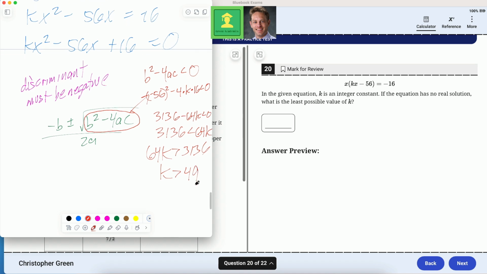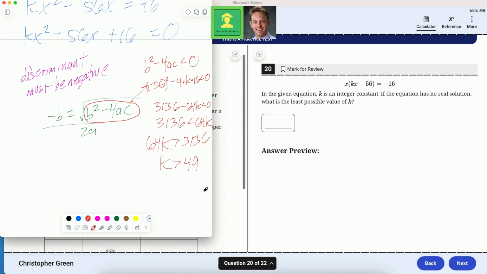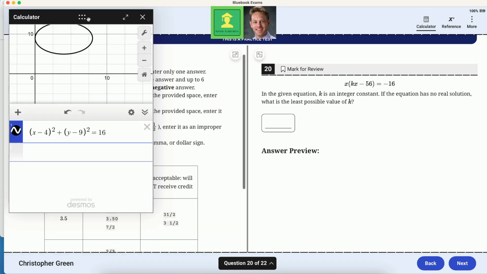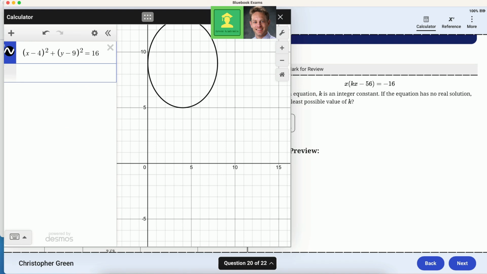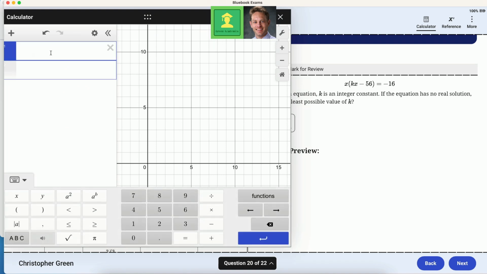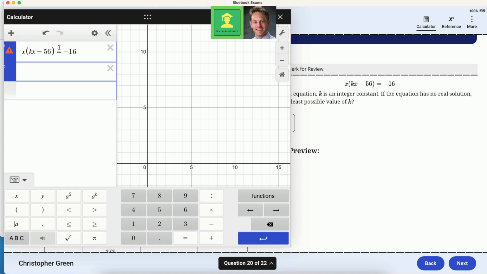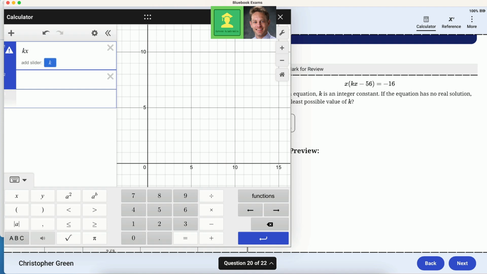Now, k is greater than 49, and it says in the question k is an integer constant. So what's the least possible value of k? The answer is 50. Now, let's do it on Desmos also, which I think should have a really helpful means of going about evaluating this. x times the quantity kx minus 56 equals negative 16. I think, will it offer to have a slider? Oh no, I think if you, hang on. Does it? Yeah, it offers the slider if you put it in this form. So you kind of have to do the factoring.